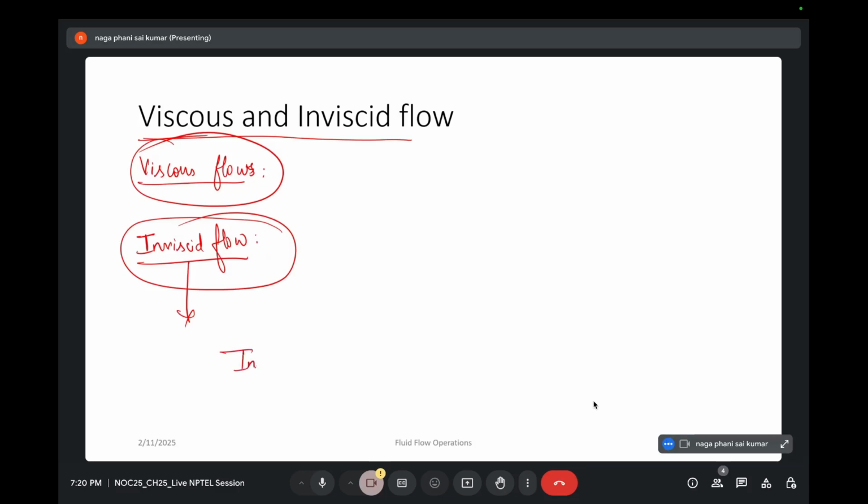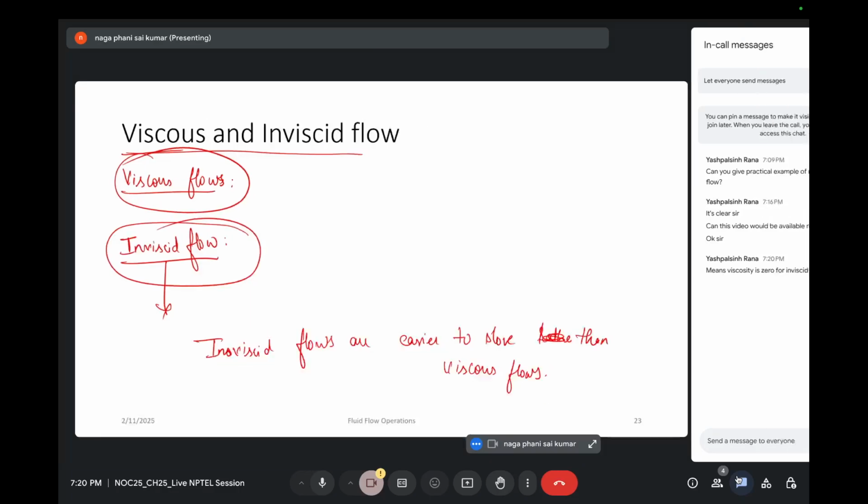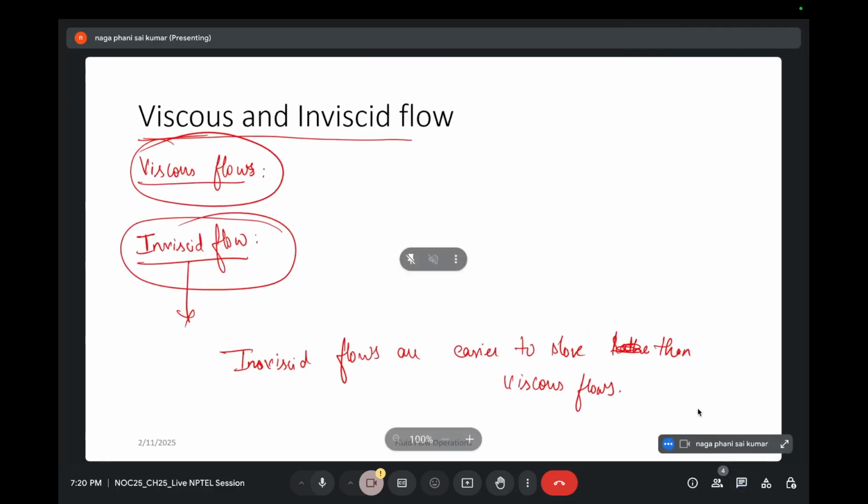So inviscid flows are easier to solve, with respect to viscous flows. Viscosity is 0 for inviscid flows. So it's not exactly 0, but let me give an example. We have an ideal gas, right? So ideal gas is something, or the ideal gas law.